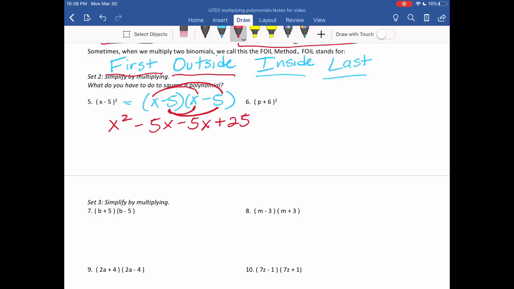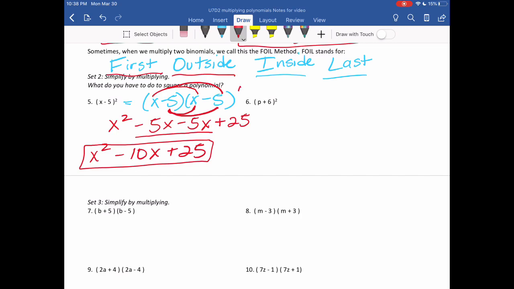So now I did all my multiplications. Now I still have to combine my like terms. My like terms here are the negative 5x and the negative 5x. Again, make sure my answer is written in descending order. So I'm going to start with the x squared. Negative 5x minus 5x is negative 10x plus 25. There's my final answer. All right, so you can pause the video and try number 6 on your own, or you can follow along with me.